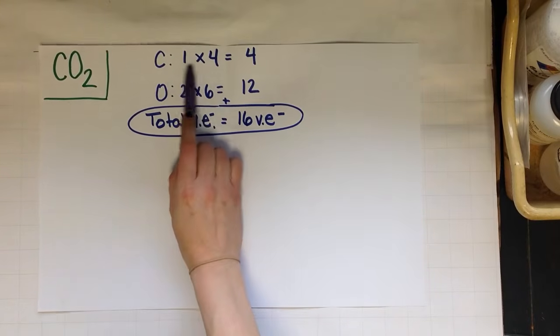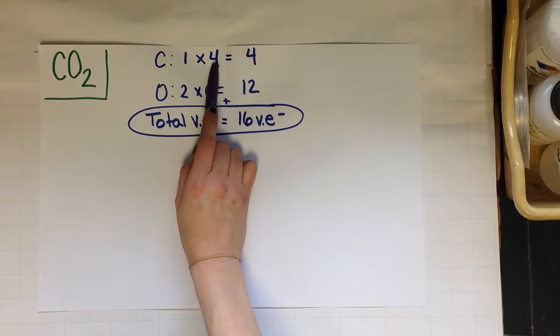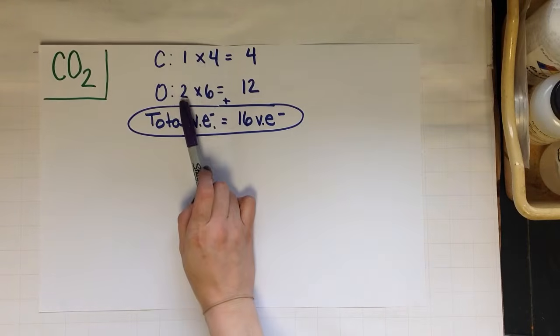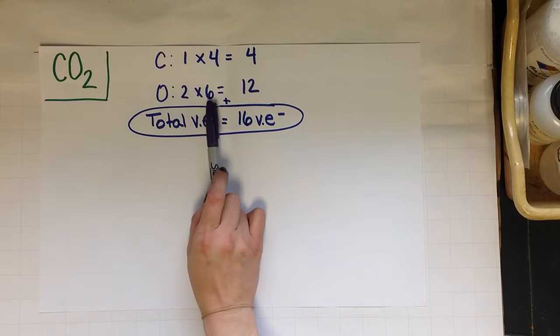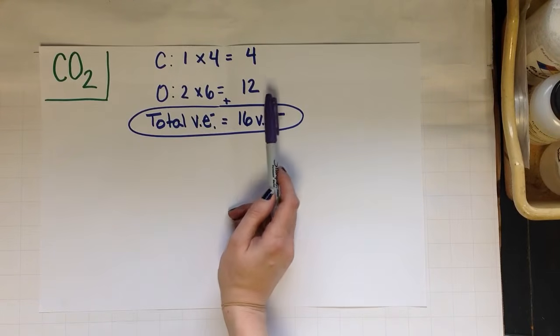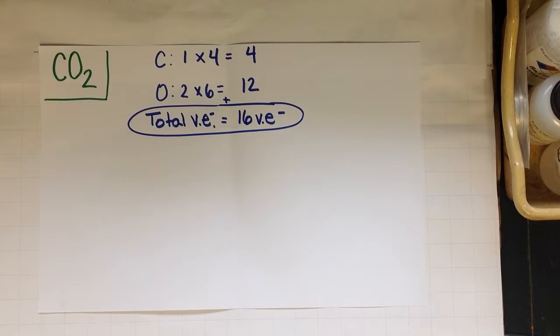There's one atom of carbon times 4 valence electrons. I looked on my periodic table. And there are 2 atoms of oxygen times 6 valence electrons, because oxygen is in the 6th column, for 12. My total is 16 valence electrons. So once again, you still have to total up your valence electrons.